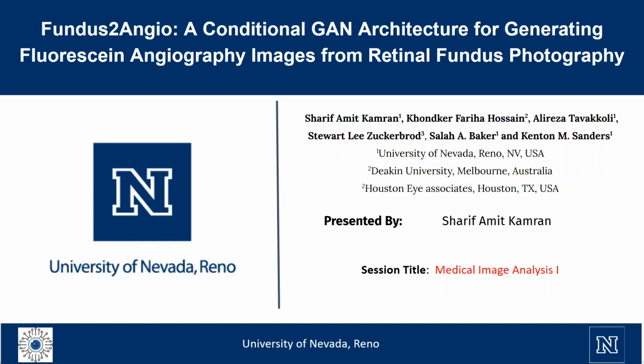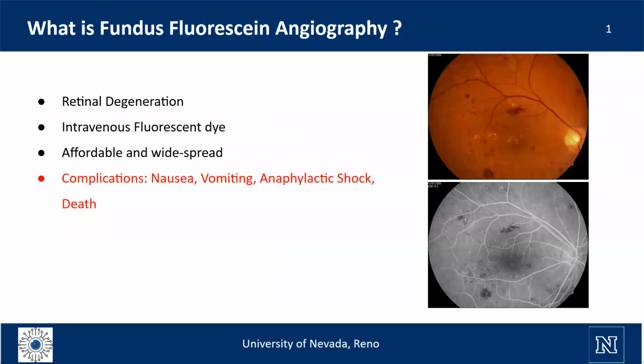Today I'm going to present our paper called Fundus2Angio, a conditional GAN architecture for generating fluorescein angiography images from retinal fundus photography. Fluorescein angiography combined with retinal funduscopy is used to diagnose retinal degeneration diseases. The process requires the injection of a fluorescent dye which appears in the optic vein within 8 to 12 seconds, and it can stay up to 10 minutes in the blood vessels.